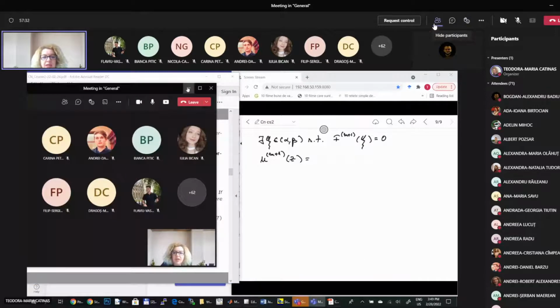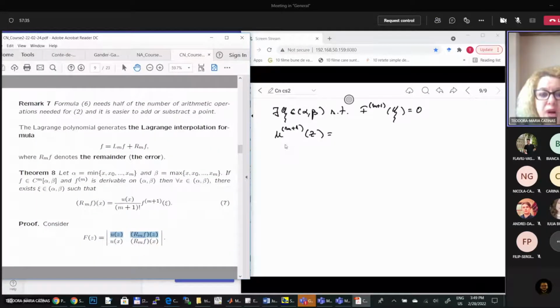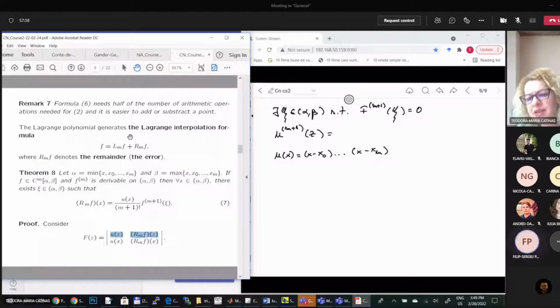Ok. So, the derivative of order n plus 1 of u is equal to, let's think, u of x is (x minus x0) till (x minus xm). Which is its degree? M plus 1, yes. It's not M, it's M plus 1 because we have x minus x0, the first. So it's M plus 1. So we have to differentiate a polynomial of M plus 1 degree, M plus 1 times.